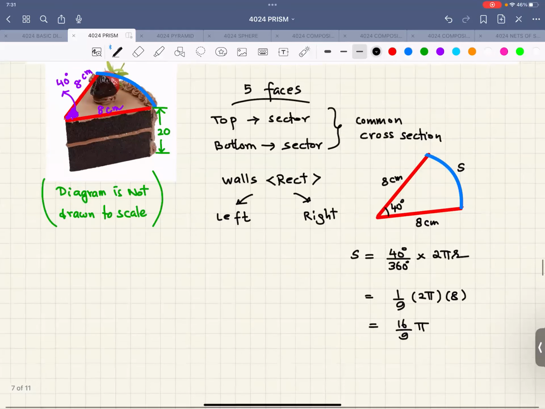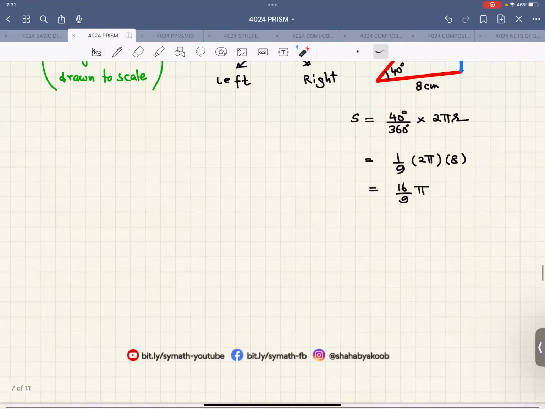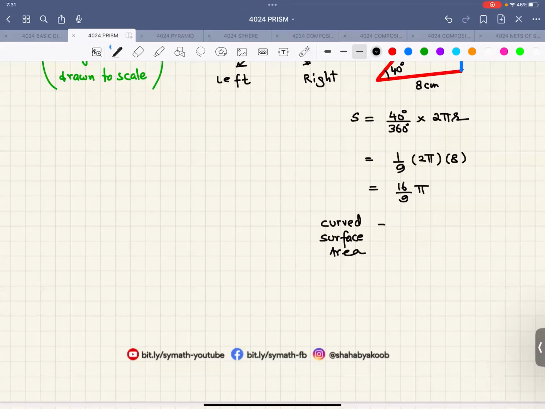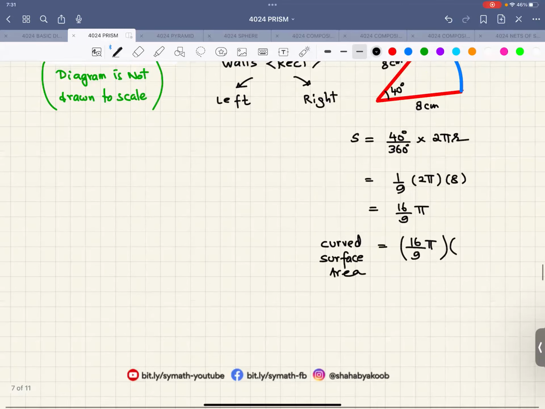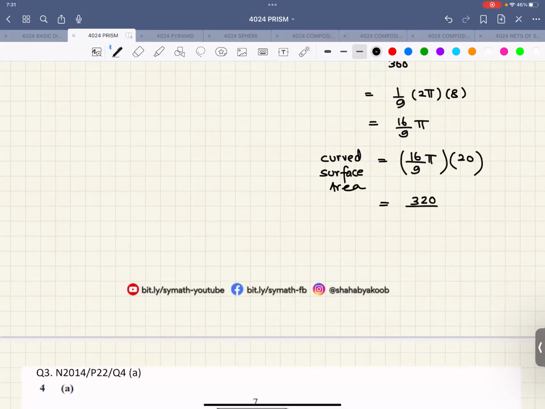That's this. Now, basically what we are doing is that if I take this length and multiply it with 20, I'll get that particular curved surface area. That is just like part of the curved surface area 2 pi r h. Basically, it's the same thing. So therefore, the curved surface area is 16 over 9 pi, the arc length, multiplied by the height, which is 20. So let's multiply it out. That is 320 over 9 pi centimeters square.